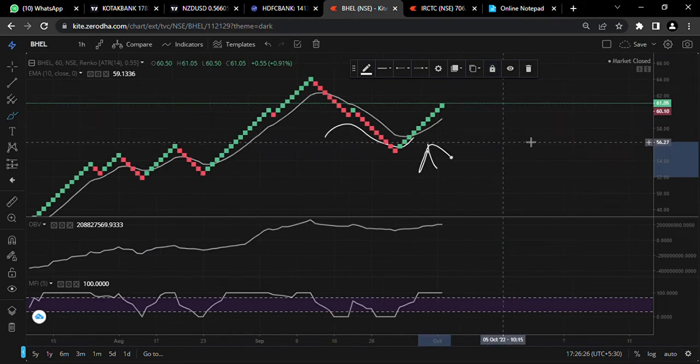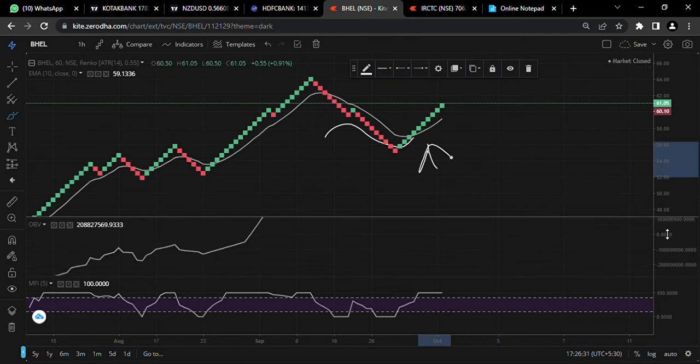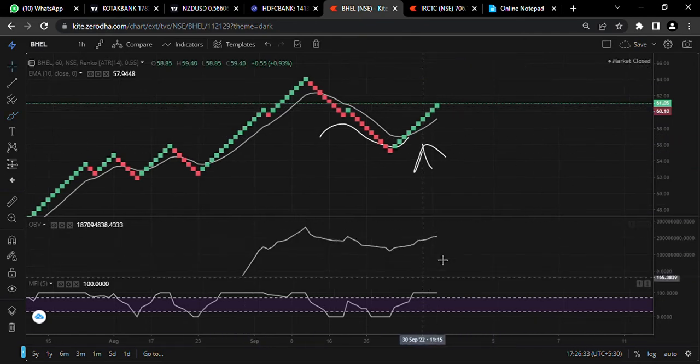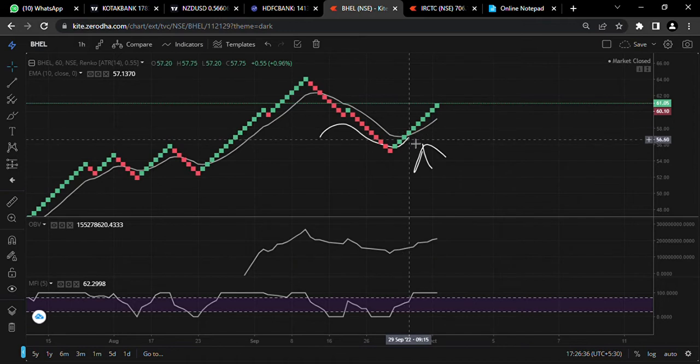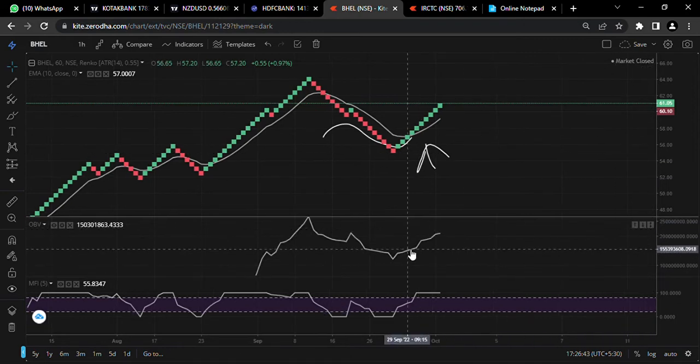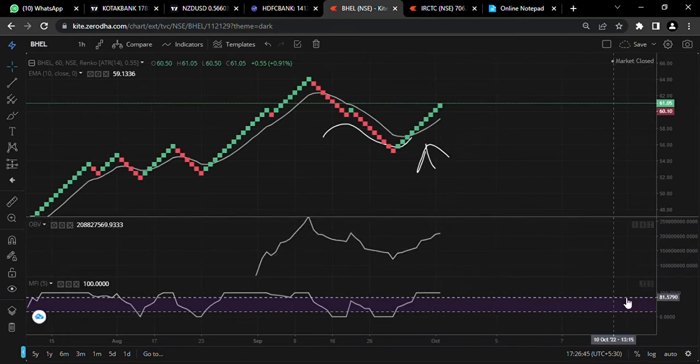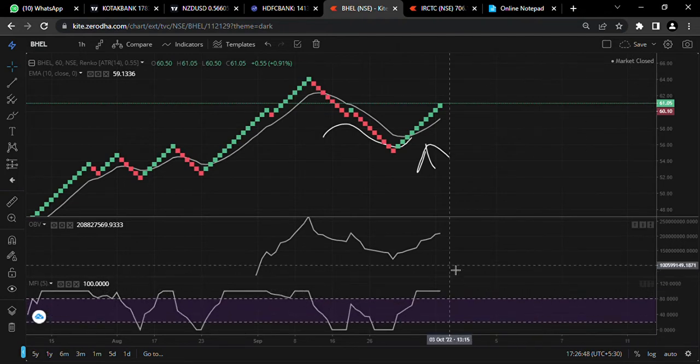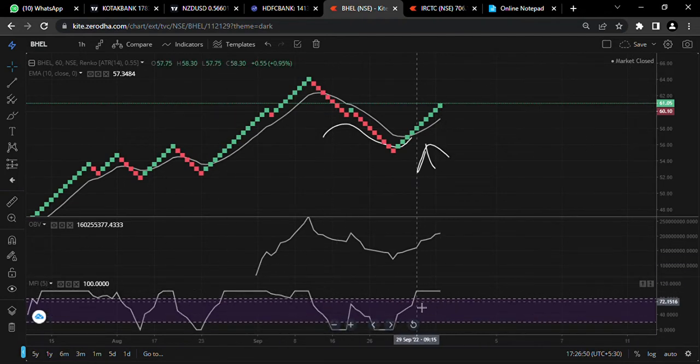As soon as you confirm that, there are two types of confirmation. The first thing you have to do is check that the stock is crossing the 10 period EMA from down to upwards, and the on balance volume is also going upwards, as well as confirm that the money flow index is crossing upwards. If you see here, at the time of crossing, the on balance volume as well as the money flow index were going upward, so it's the right time to take the trade.